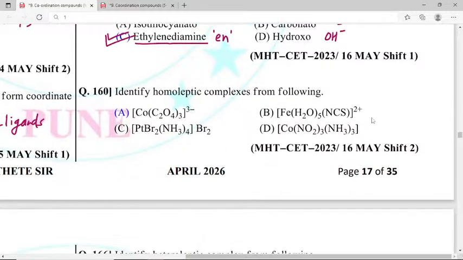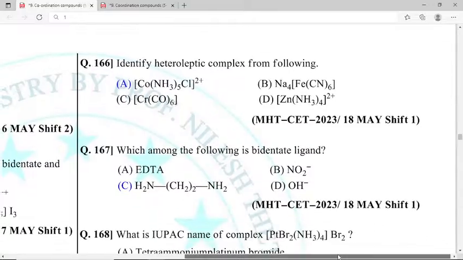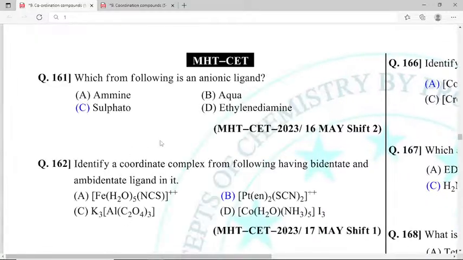Identify homoleptic complex from the following. Homoleptic is the same type of ligands. Which of the following is anionic ligands? Amine, NH3, is neutral. Okay, sulfato, SO4 2 minus, is anionic. Aqua, water, neutral. Ethylene diamine, en, neutral.